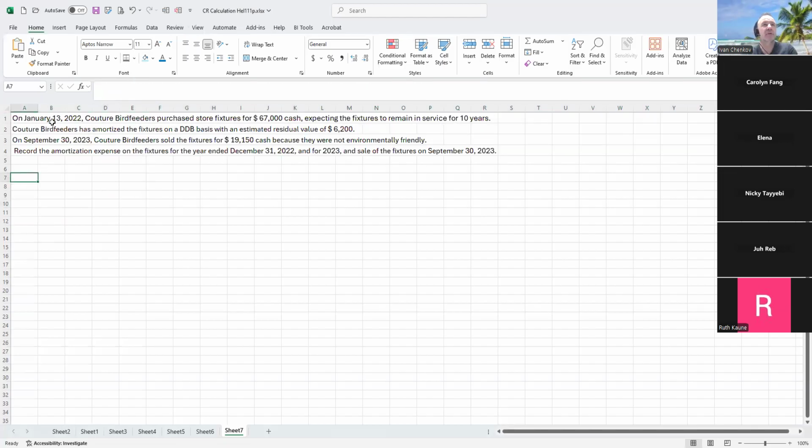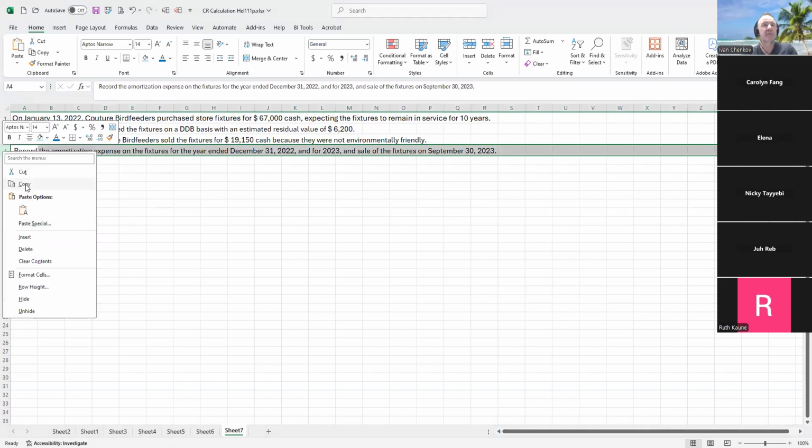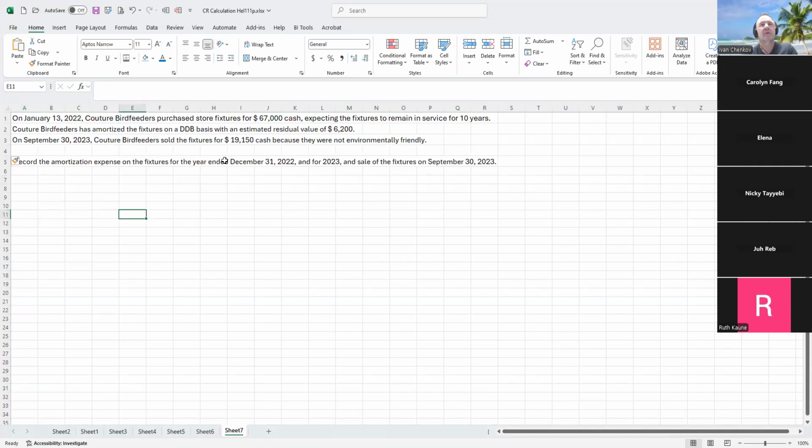Okay, let's do this. On January 13, this company purchased a store fixture for $67,000 cash, expecting the fixtures to remain in service for 10 years. This company has amortized them on DDB based on the estimated residual value of $6,200. On September 30th, 2023, this company sold the fixtures for $19,500 cash because they were not environmentally friendly. Record the amortization expense on the fixtures for the year ended December 31st, 2023, and the sale of the fixtures on September 30th, 2023.